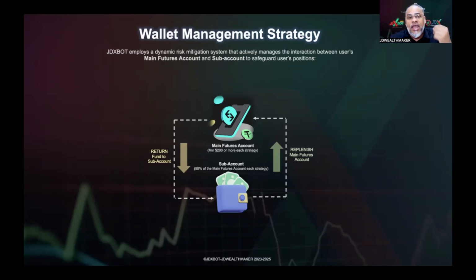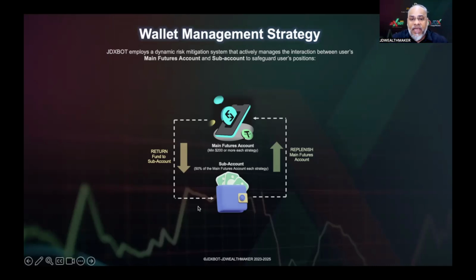So JD Export employs a dynamic risk mitigation system that actively manages the interaction between users' main futures account and the sub account to safeguard our users' positions. Now, this is critical. So how do we manage the wallet management, right? Let me explain to you how this works. So we have what we call a main account and the sub account, right? So there are two accounts in JD Export. Okay, so when you register for an account with Bitget, you will have the main account and the sub account. Now let me explain to you how these things work.